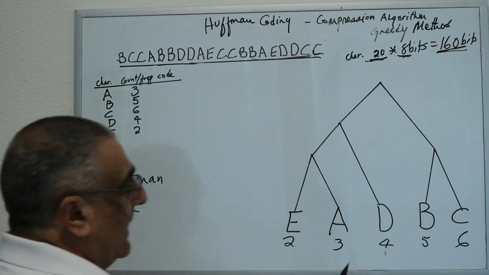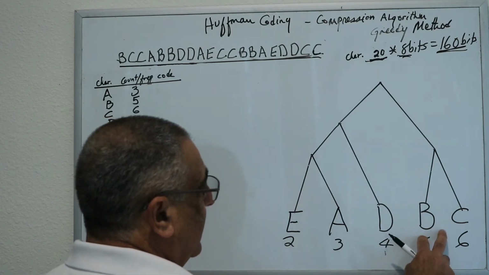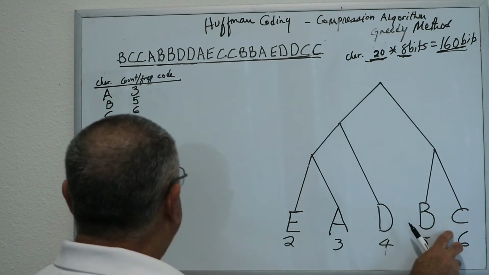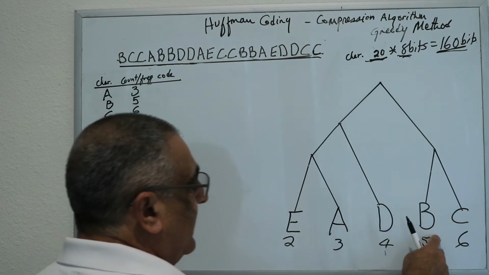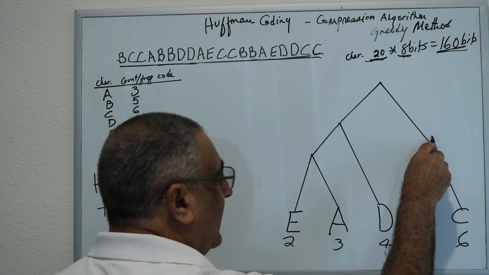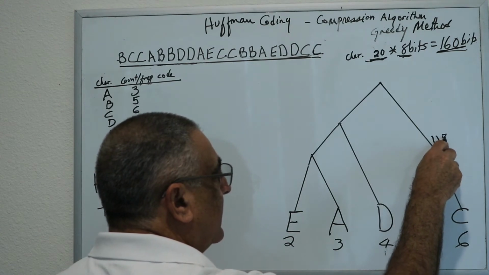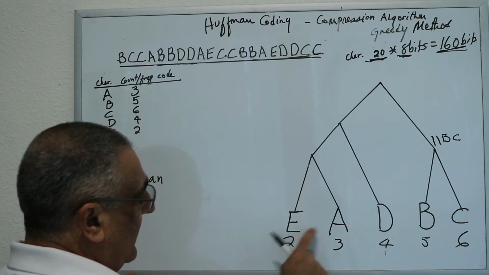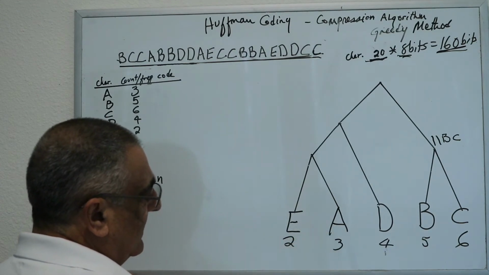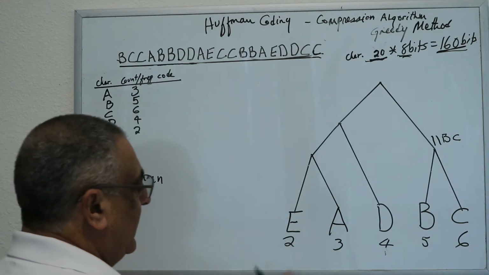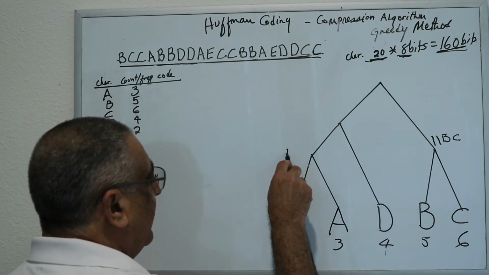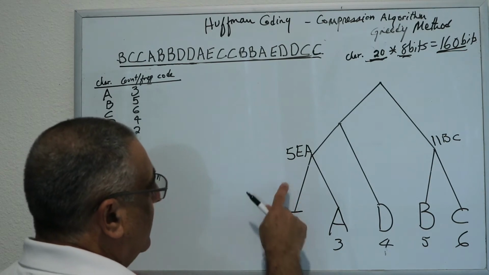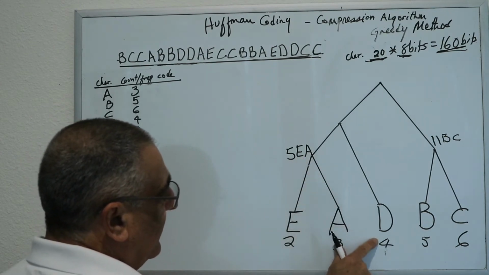Now, if you look at this here, I'm going to build the tree. There are 5 B's and 6 C's, so if I join these, I'm going to have 11 B, C. Now, I can join E and A because they have more or less the same frequency, so this would be 5 E, A. Now, I get 5 here and I get 4 here.